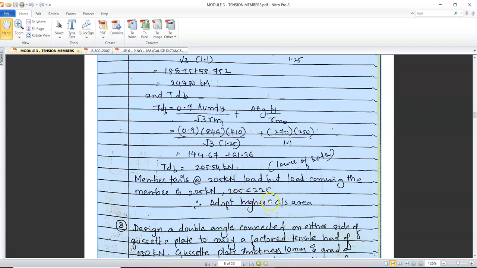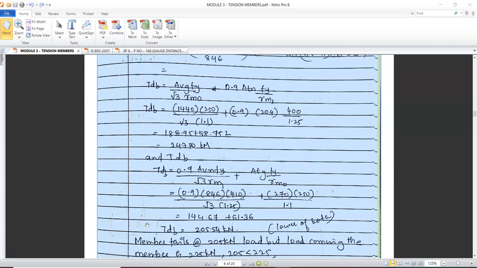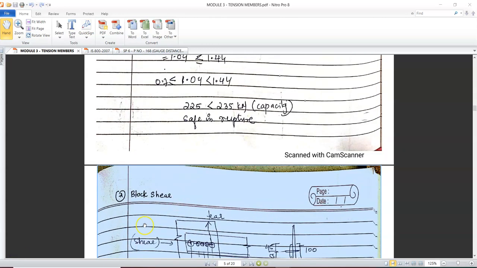So what we have to do? We have to adopt higher cross-sectional area. What we have adopted is 100 into 75 into 6. We have to adopt the next section, maybe 100 into whatever. The next higher section we have to adopt referring to the steel table. I'll quickly revise the problem once.